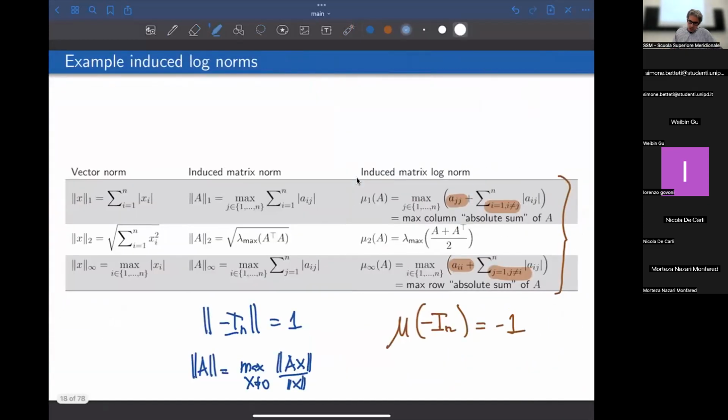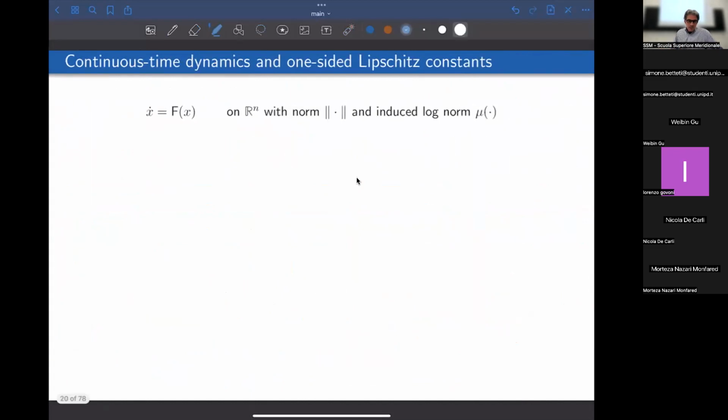Okay, so now I'm ready. Question. Submultiplicativity. Submultiplicativity holds for induced matrix norms. It's not a property that you would look for when you're studying induced log norms. We'll come to that.